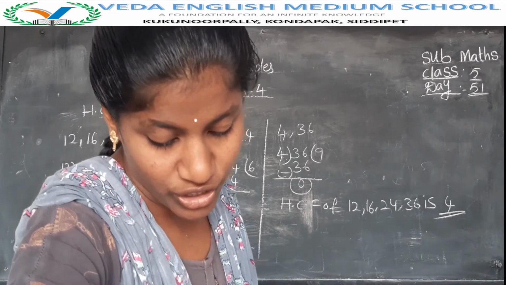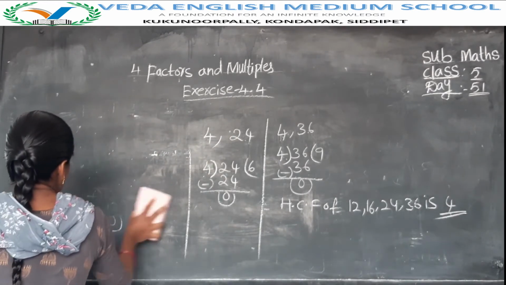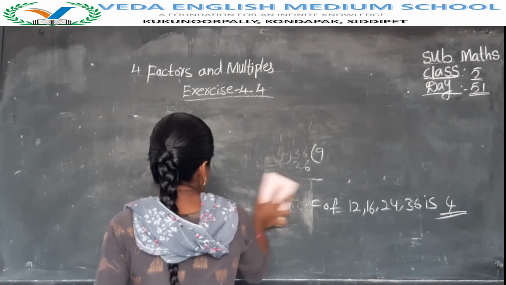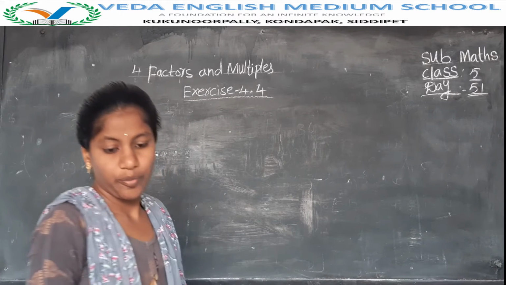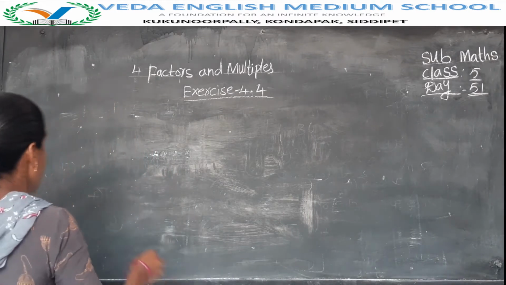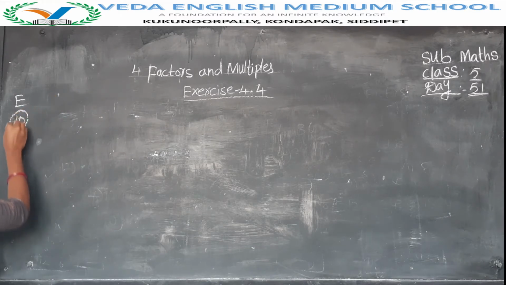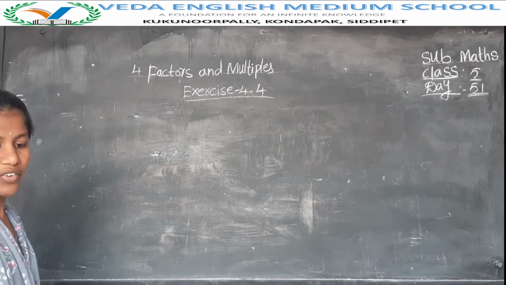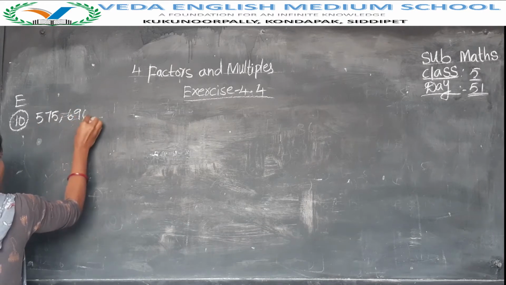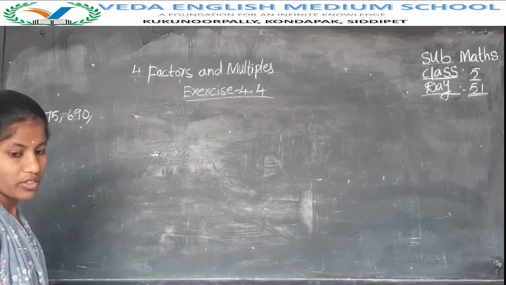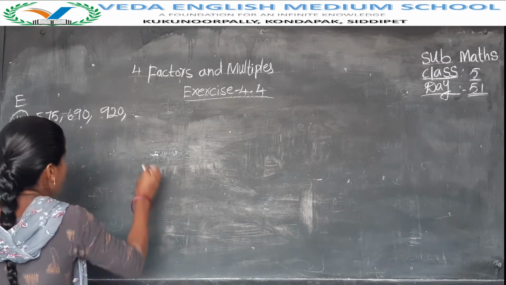In exercise 10th question, 575, 690. Which bit is it? D bit. Sorry, E bit. Exercise 4.4 E bit. I think the 10th question is 575, 690, 920, 253.